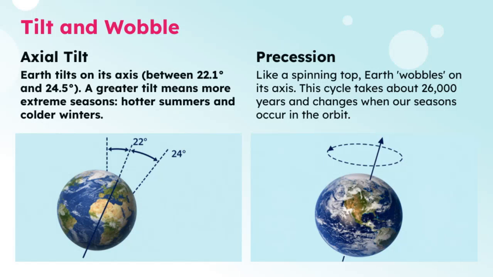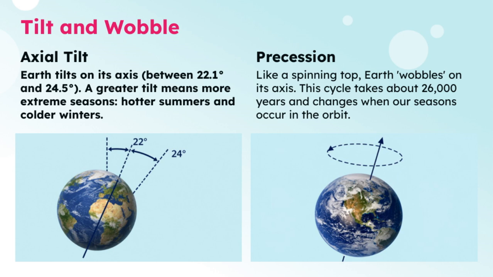Now let's look at the other two Milankovitch cycles, axial tilt and precession. First, axial tilt. Earth is tilted on its axis. This tilt changes over long periods of time, between about 22.1 degrees and 24.5 degrees. When the tilt is greater, seasons become more extreme. That means summers can be hotter and winters can be colder. When the tilt is smaller, seasons are less extreme. This matters because if summers are cooler, winter snow and ice may not fully melt. Over time, this can help ice sheets grow.